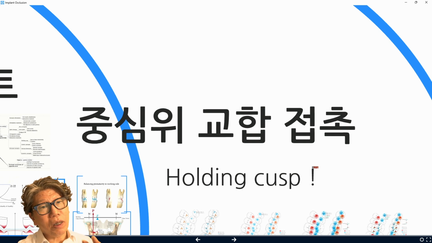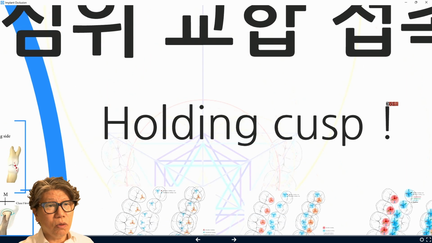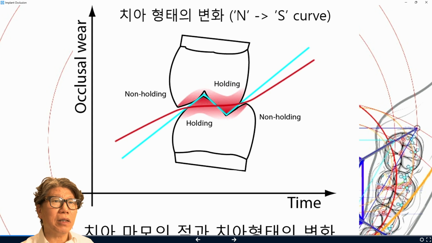So, when discussing the occlusal contact in centric position, the holding cusp becomes a crucial concept. Thus, when we bring up holding cusps, it often seems surprising. That's because it's not a term you typically hear. However, until the 1970s and the 1980s, instead of using the term functional cusp, we referred to it as the holding cusp. So I would like to explain what this holding cusp is.